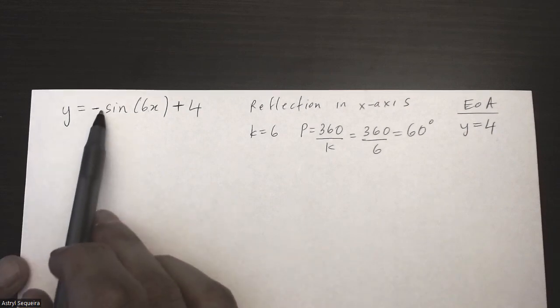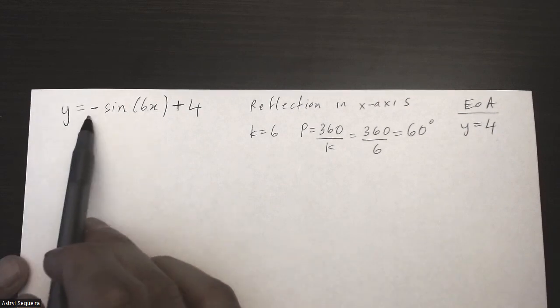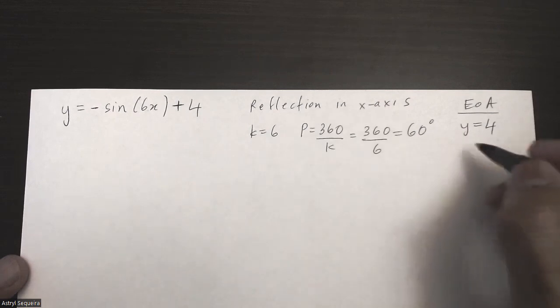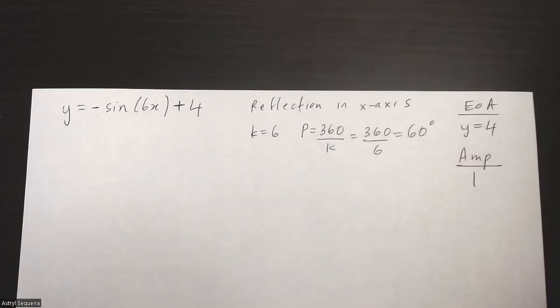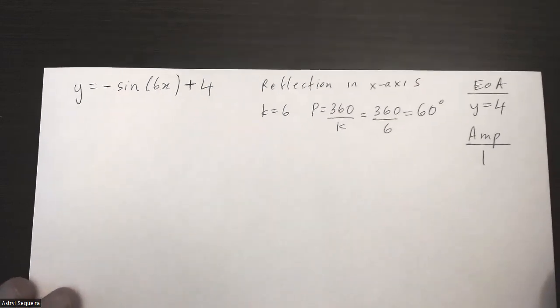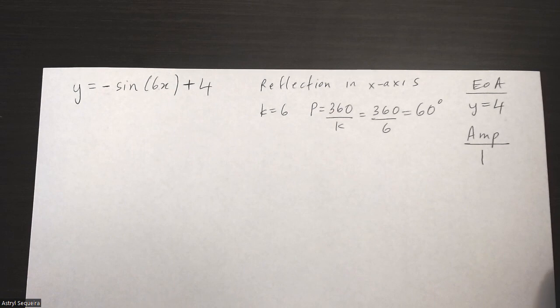Now we had no a value at the start. So if you have no a value, your amplitude is just 1, which in this case, my amplitude is 1. And I have no phase shift in this graph. So I can start to sketch it out.